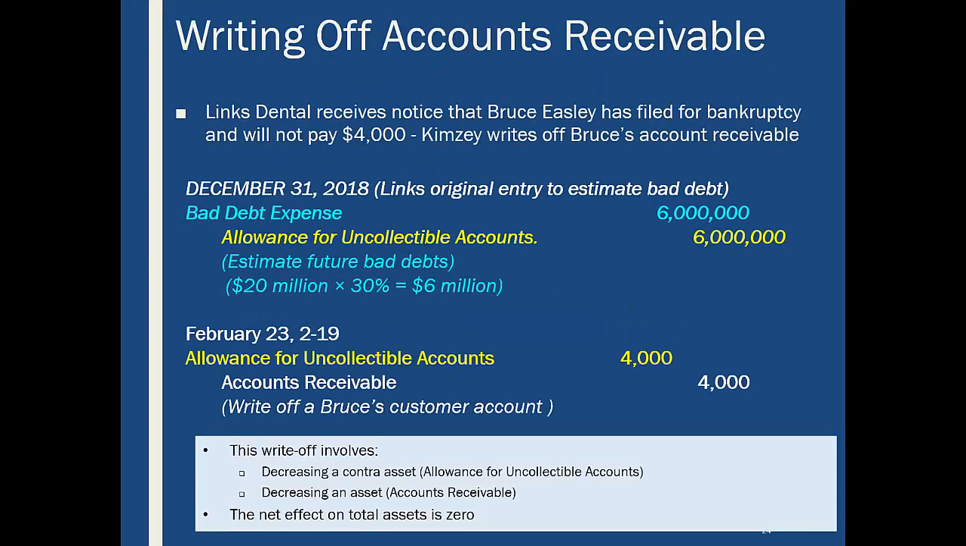So remembering what Lynx Dental actually looked like. Remember when we took that $6 million in bad debt expense, and here was our allowance account. So we actually had a credit in our allowance account for $6 million. Then on February 23rd, when we realized one, Bruce, whoever his name is, is just a bad guy and he's not ever going to pay his bill, what we're going to do is take that $4,000 out of that cookie account called allowance for uncollectibles, because we've now identified somebody that is bad, and now we're going to also reduce the accounts receivable by that amount that Bruce actually owed us, which we're now going to say is just not going to happen.